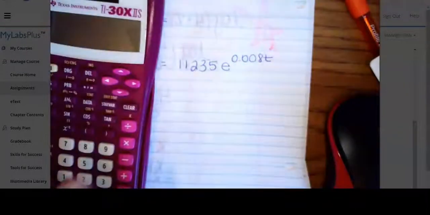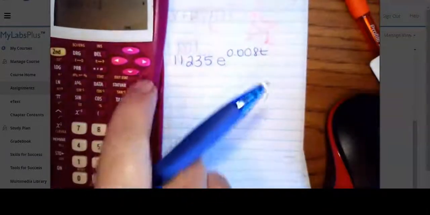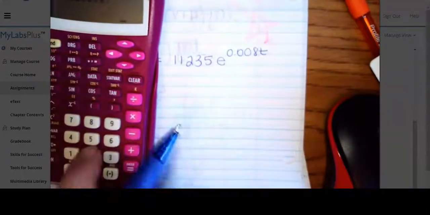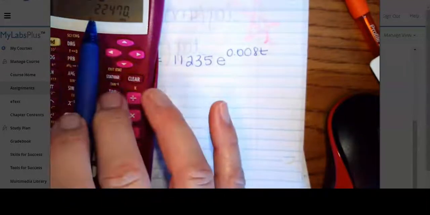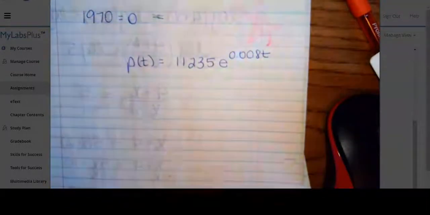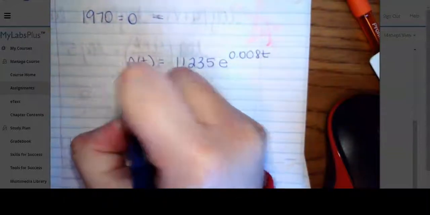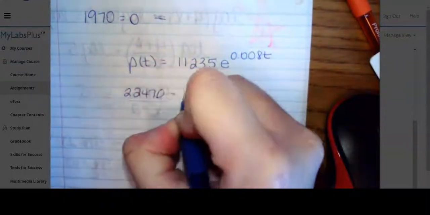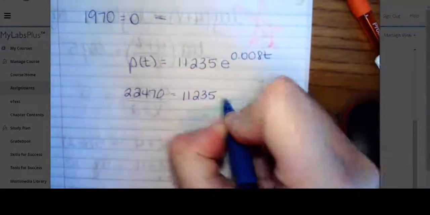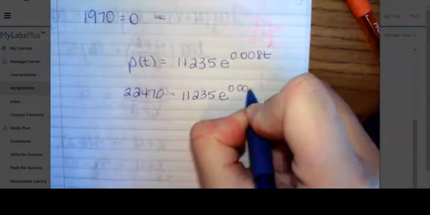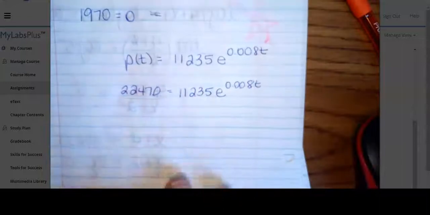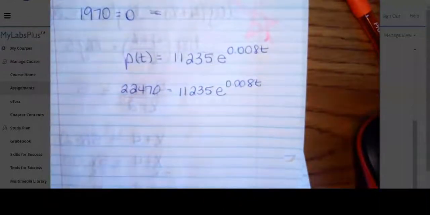Well, I want to double that. So 11,235 times 2, that means I want to get 22,470. So I've got 22,470 equals 11,235 e to the 0.008t. All right, now I'm solving for t.